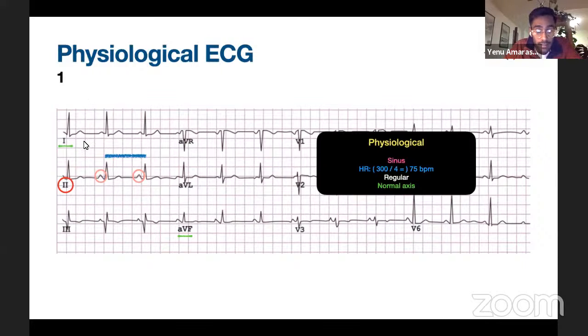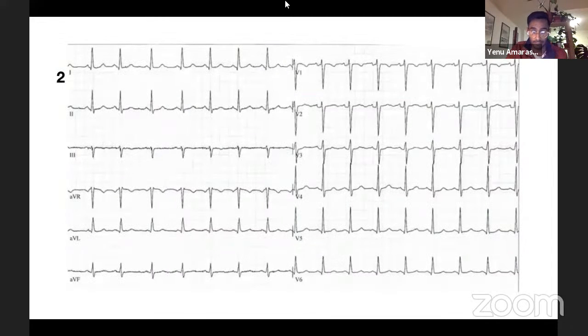And then you would calculate an axis. How you calculate an axis is with the positive deflection in lead 1, and you assess the deflection in aVF. It's also positive, so it is within normal range, between 0 and 90 degrees. Yeah, so for the next ECG, I will give you guys a minute or so just to have a look at it. Again, this ECG is also running at a speed of 25 millimeters per second. And unlike the previous one, you have a much longer duration of each lead, so it should be sufficient to calculate.